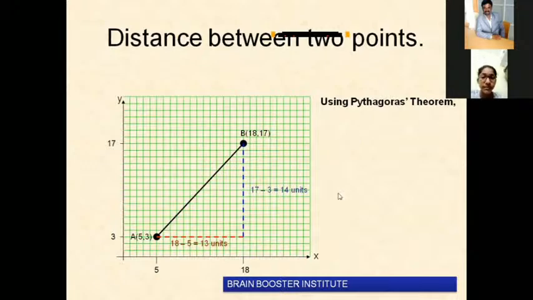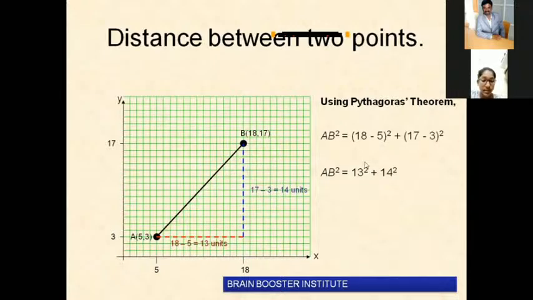Now, what is the Pythagoras theorem? Hypotenuse square is equal to leg square plus leg square, that means base square plus height square. Here, what is the hypotenuse? AB. AB square is equal to, what is the first leg? 13, and the second leg is 14. That's why AB square is equal to 13 square plus 14 square. Got the point?